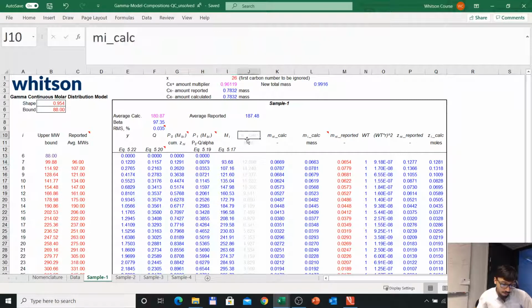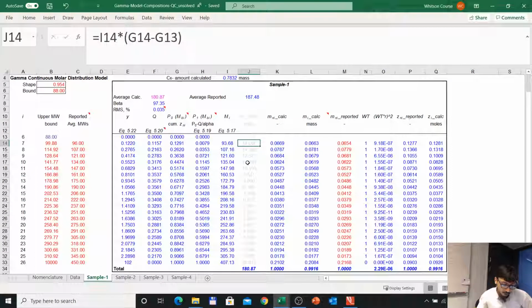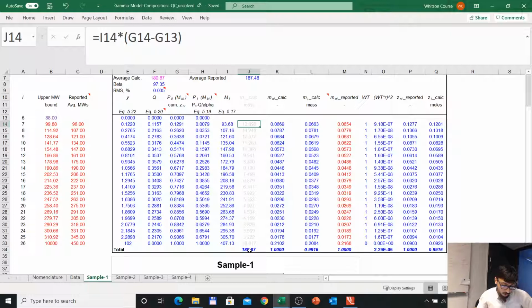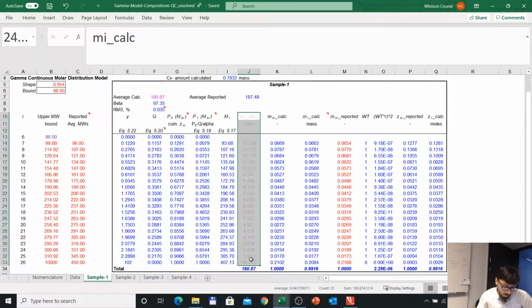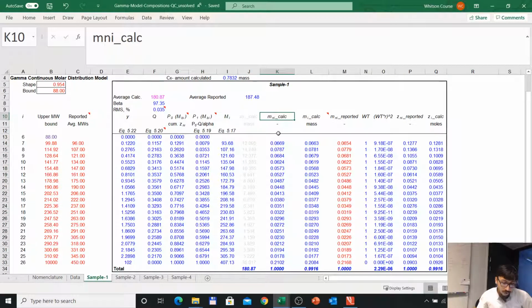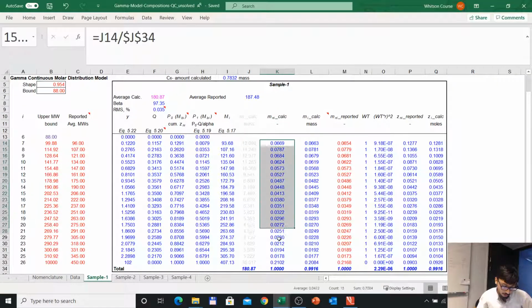And then we have the calculated mass amounts. So mass amounts calculated, and why they are gray, because they don't sum to 1, and we will see why. We would like to have some normalized mass amounts. So these are the calculated mass amounts here, and then these are normalized mass amounts, meaning that they are summing to 1. Okay, so that's just taking this mass here divided by the total mass. So these are normalized mass amounts, again calculated from the gamma distribution model.